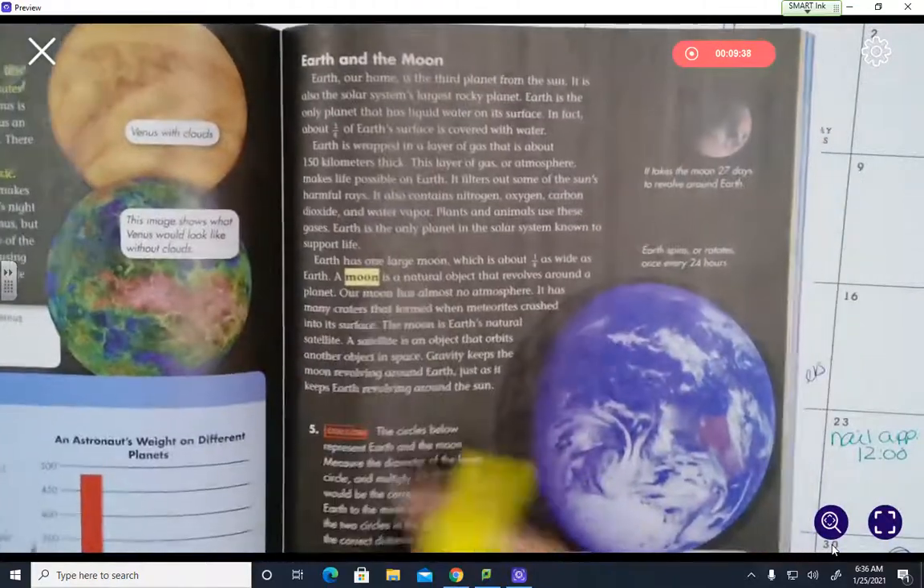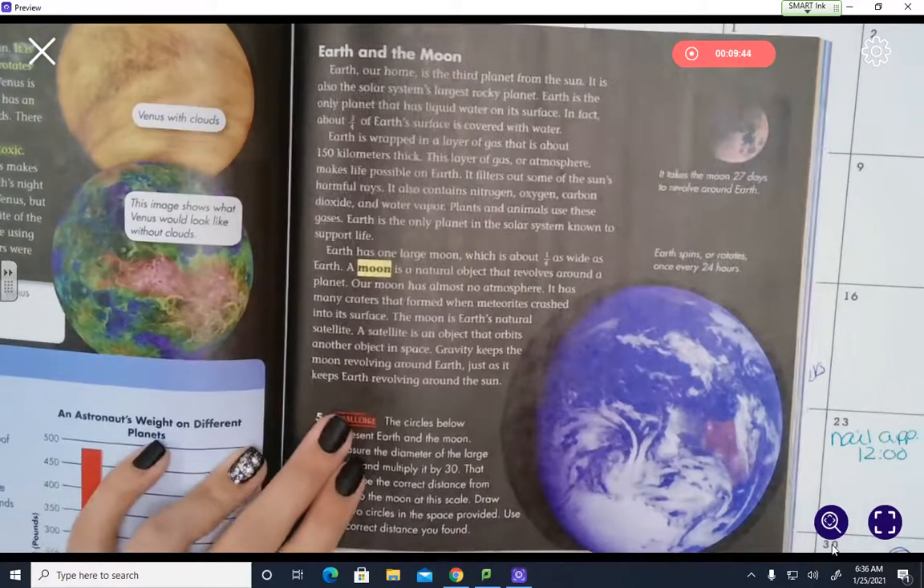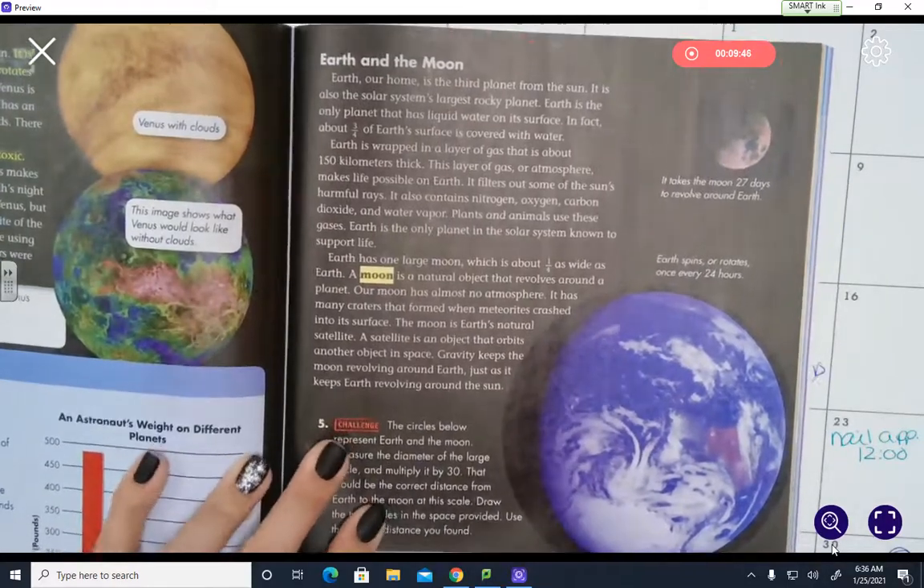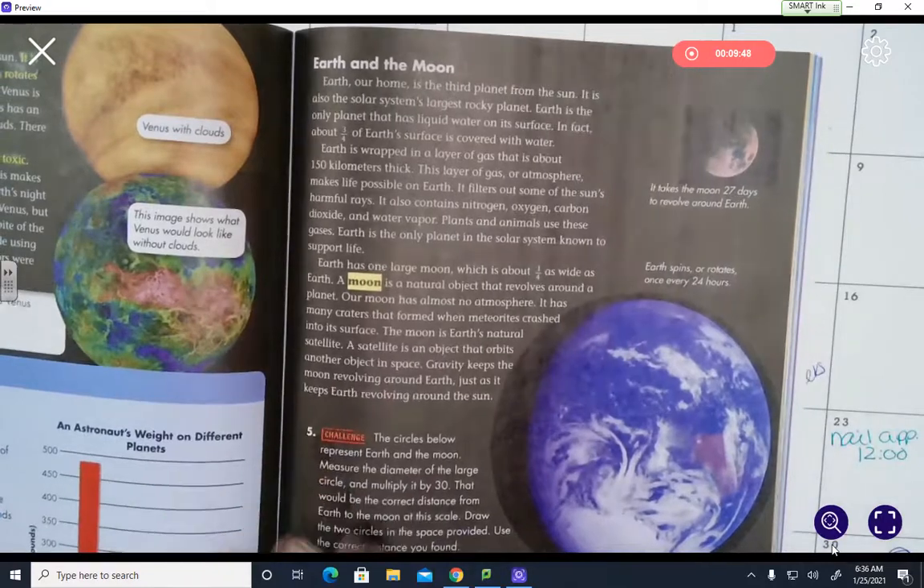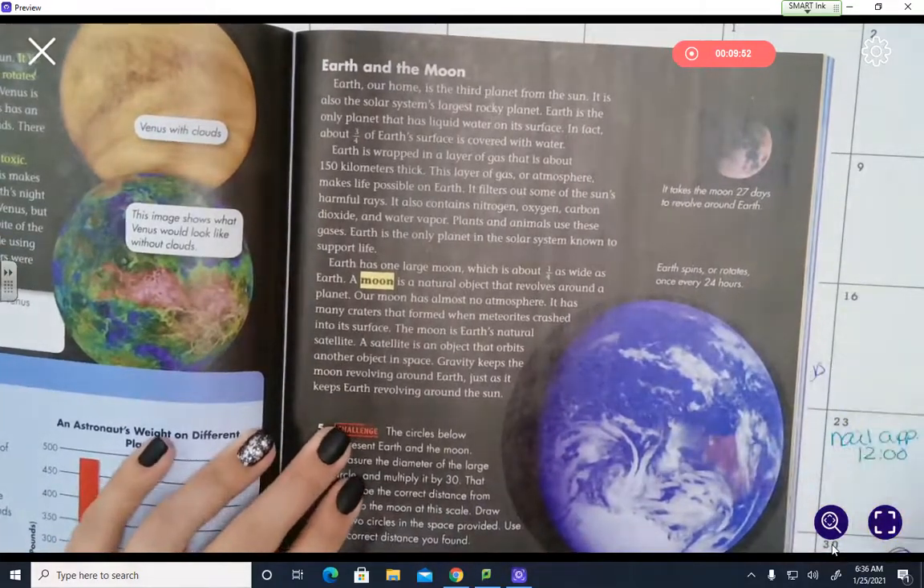Let's learn about our home planet. I'm sure you know about our home planet already, but let's learn a bit. Let's see if you can learn something new about Earth and the moon.